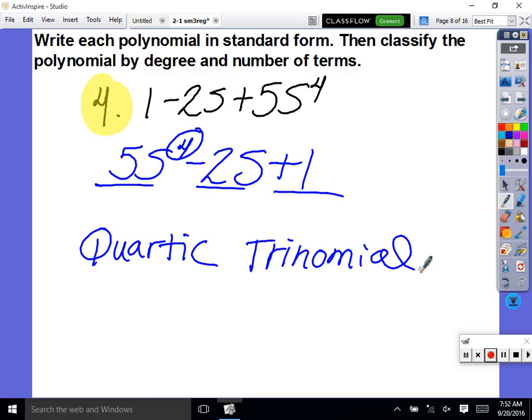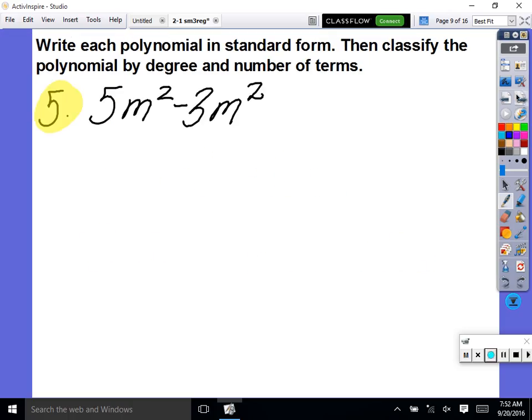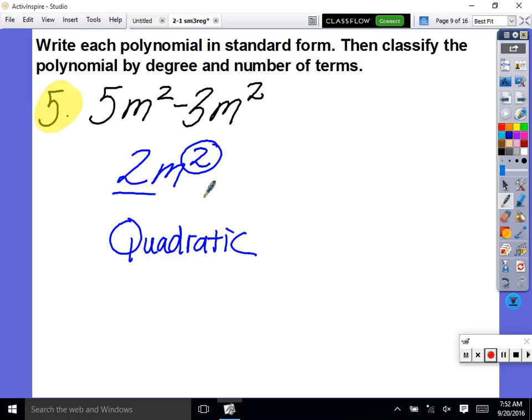Are you guys feeling good about these? Okay. Sweet. Let's do number 5. There's a lot of examples there, so I'll let you practice in just a second. Here we go. So we have 5m squared minus 3m squared. Are those like terms? Yeah, we can combine them. 5 apples minus 3 apples is how many apples? 2 apples. So we have 2m squared. 5m squared minus 3m squared is 2m squared. We name it by highest degree, so it's quadratic. And there is 1 term, so it's a quadratic monomial.